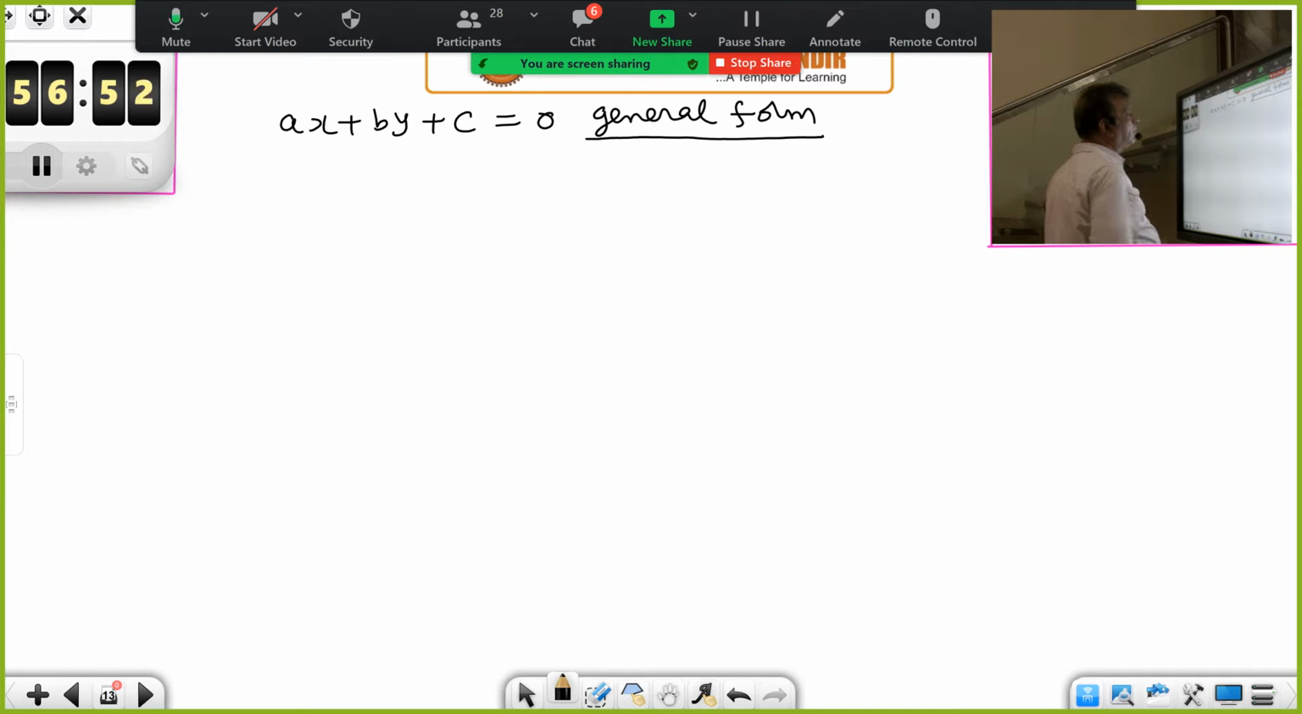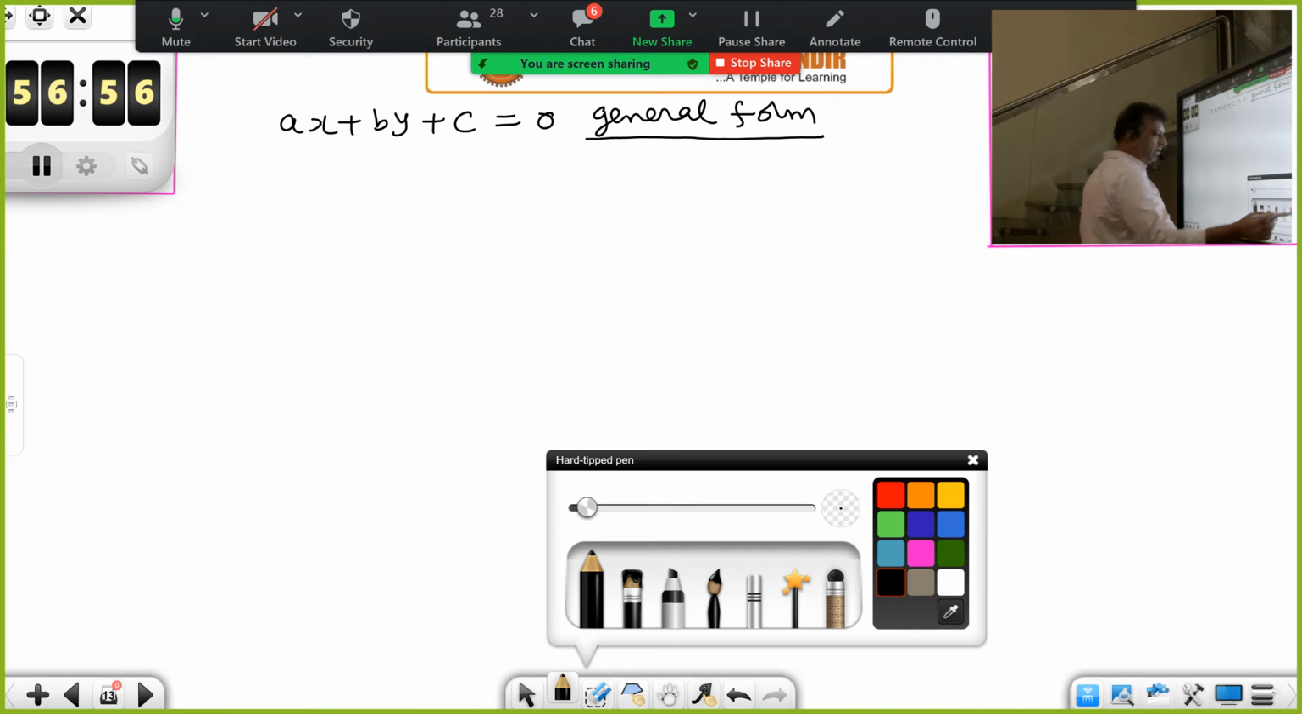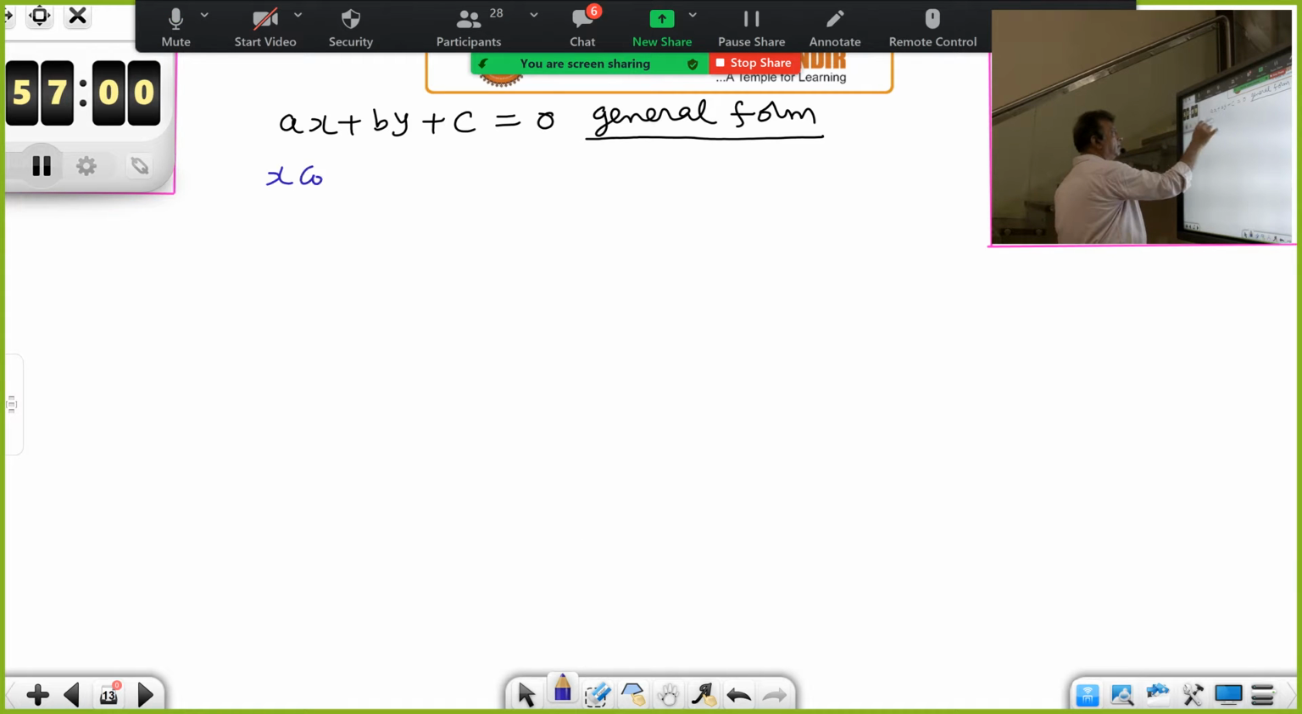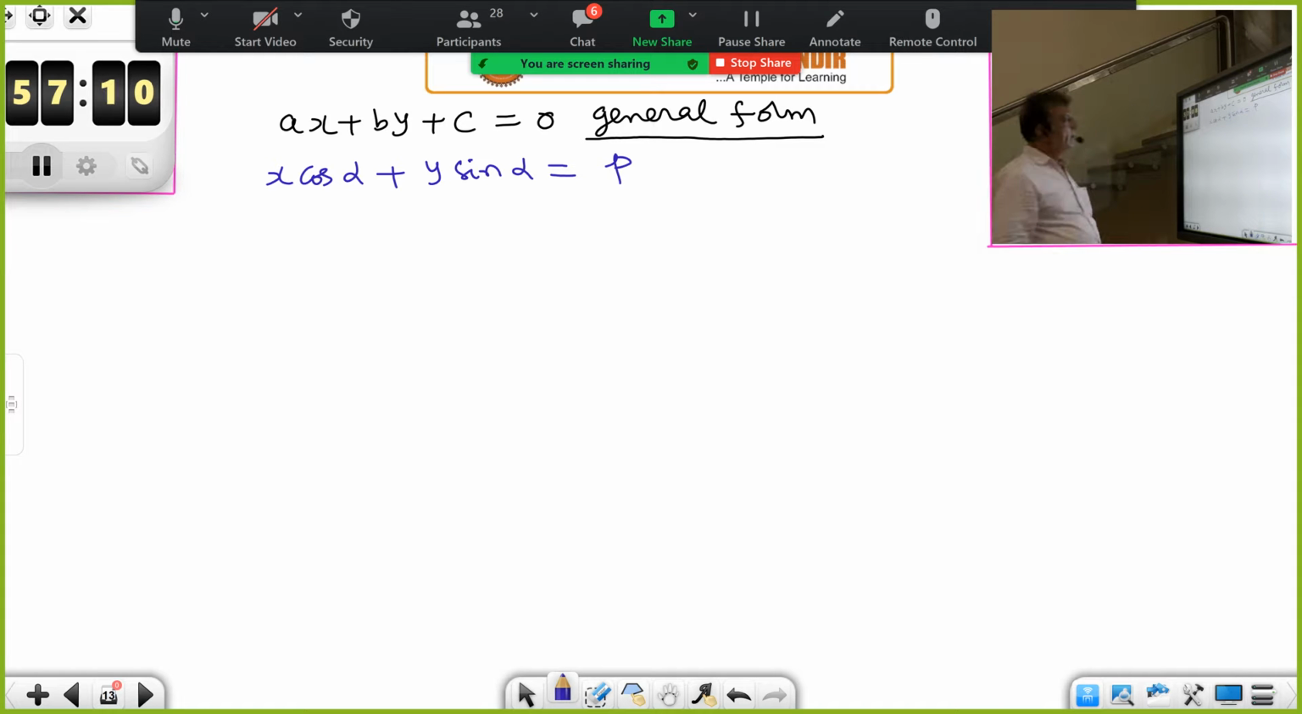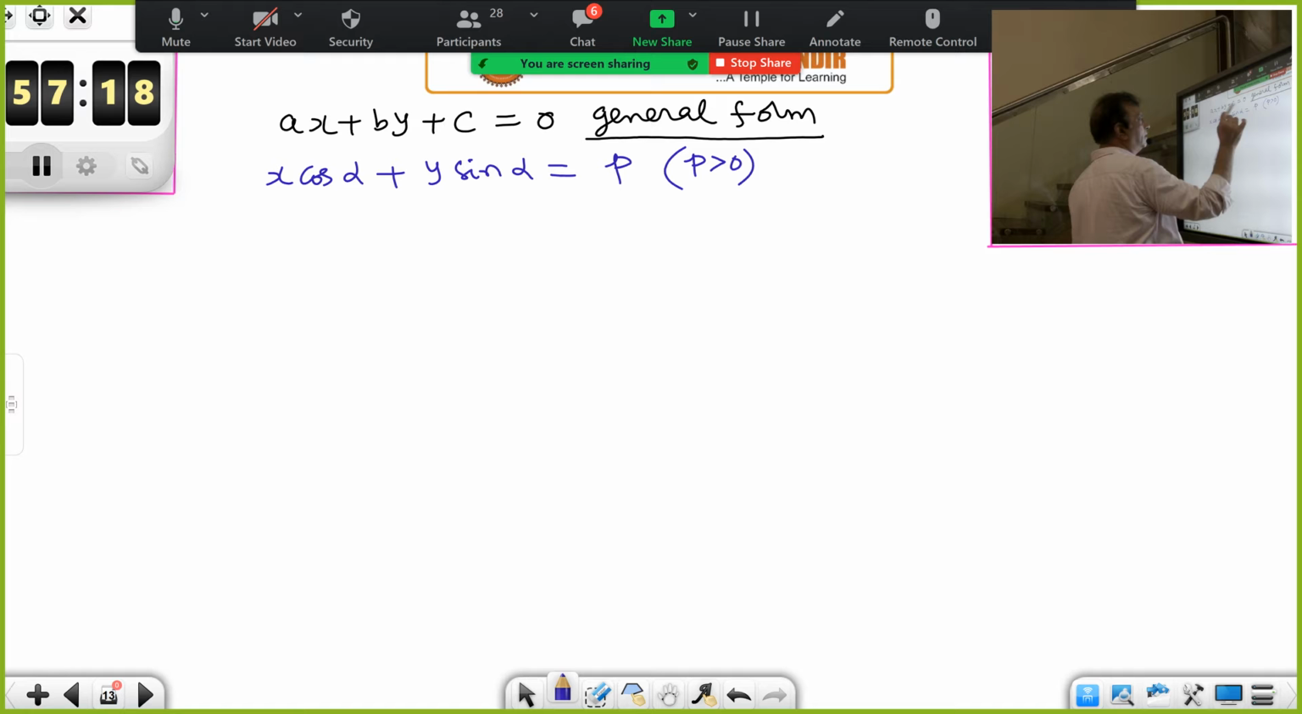What is the normal form? Tell me first. Come on, what is the normal form? Normal form means what is the equation? Sir, x cos alpha plus y sin alpha is equal to p. Very good. What is the important condition there? P is greater than 0, sir. P must be positive. Correct. This is called normal form.